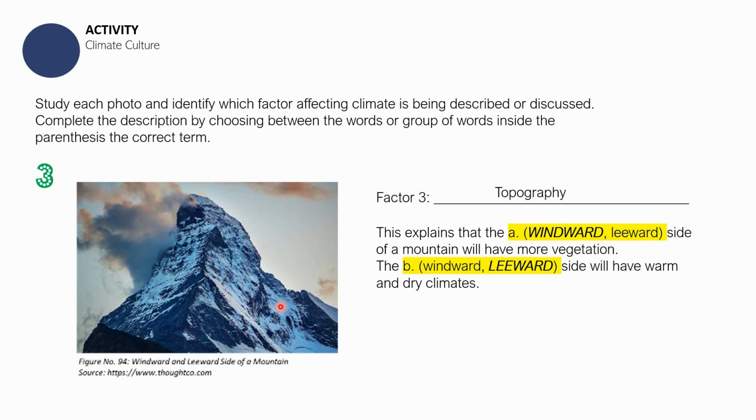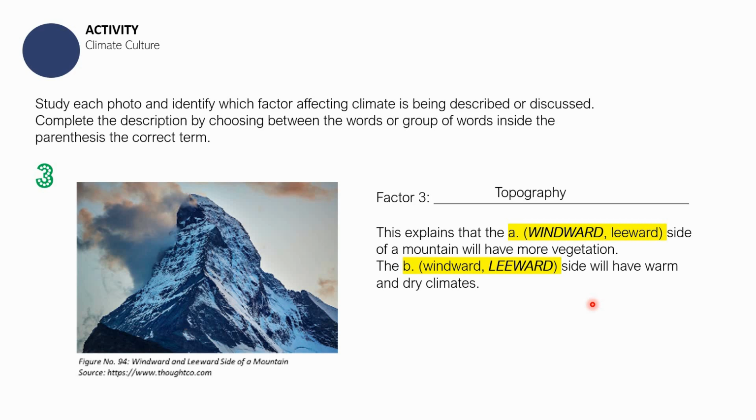So this explains that the windward side of the mountain has more vegetation kasi nakaka-receive din siya ng mas maraming precipitation. Tapos yun namang leeward side, it has warm and dry climates. So, nandun din yung rain shadow. Doon din yung area na nagra-rise yung warm air. Okay. Ayan. So, yun yung end ng evaluative part ng climate culture.